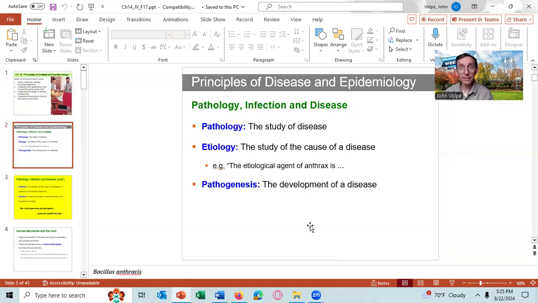Pathology is the study of disease. Etiology, the study of the cause of a disease. For example, the etiological agent of the disease anthrax is Bacillus anthracis, the microbe Bacillus anthracis. Pathogenesis is the development of a disease.